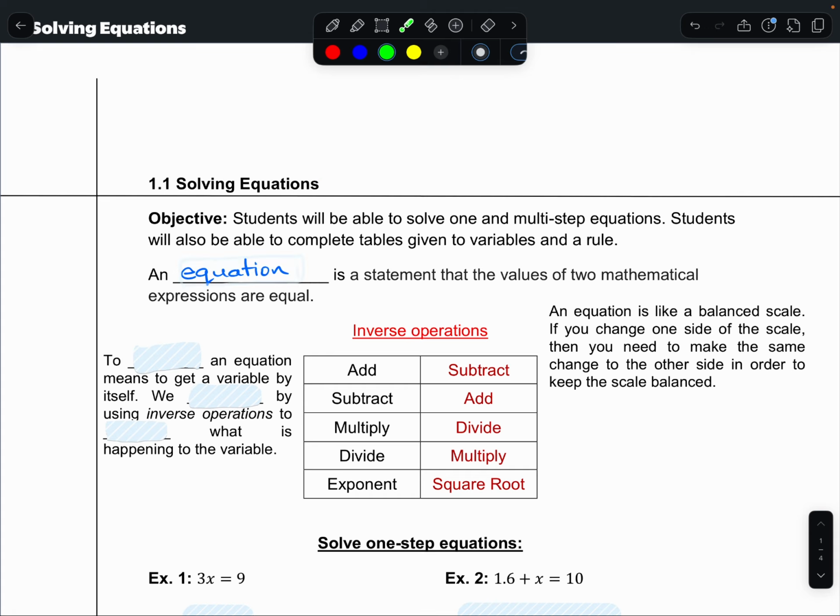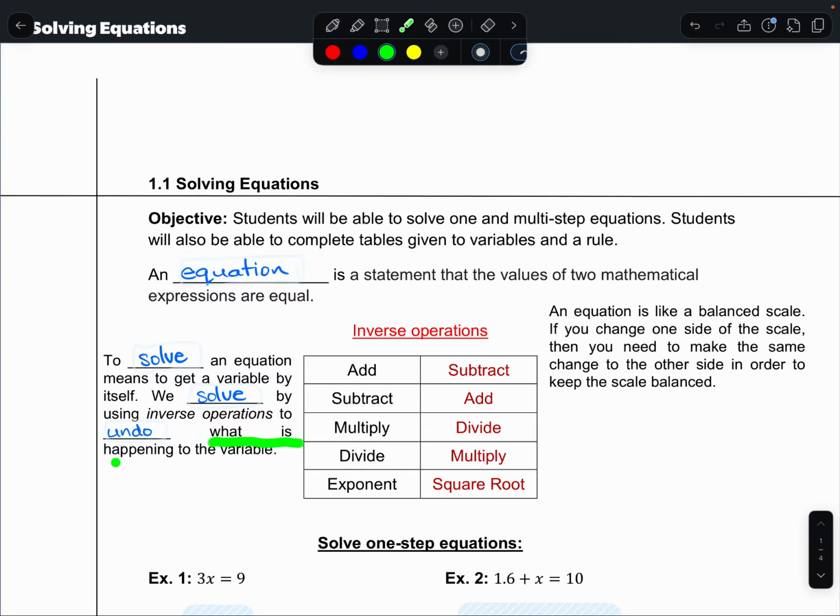An equation is a statement that the values of two expressions are equal. So, big thing there, we talked about that before. We have an equal sign now. When we talk about solving equations, to solve an equation means to get the variable by itself. And we can do that by using inverse operations. That's these here in the table. And we're going to use them to undo what is happening to the variable.